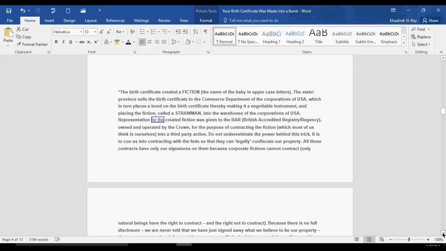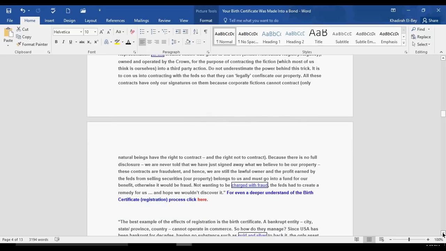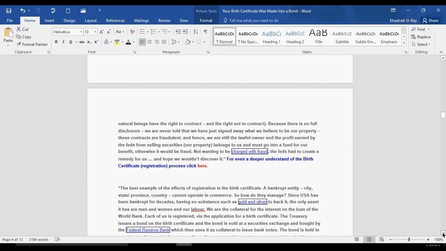It is a con, it's to con us into contracting with the Fed so that they can legally confiscate our property. All these contracts have only a signature on them because corporate fiction cannot contract. Only natural persons have the right to contract and the right not to contract, right? And that's what we're talking about. Natural persons have that right, right? Because there is no full disclosure. You're never told that you just sign away what is believed to be your property.